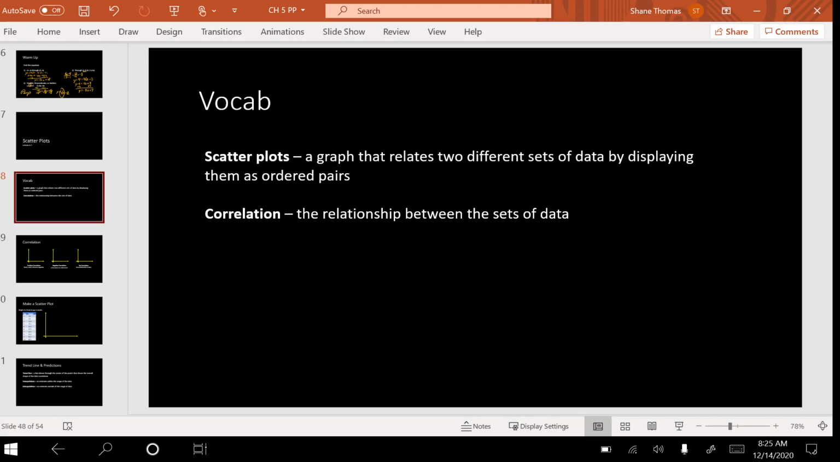All right, so scatter plot is a graph that relates 2 different sets of data by displaying them as ordered pairs, and then correlation is the relationship between the sets of data. So let's do correlation real quick.